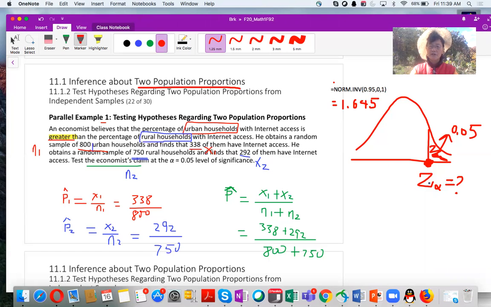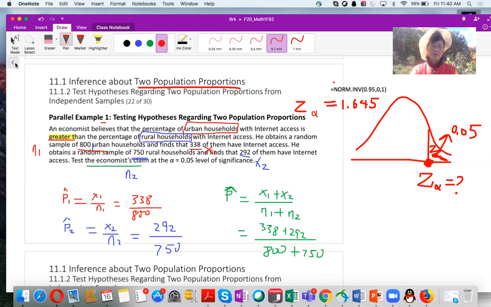So the critical value is z alpha, not z half alpha, because it is one tail. Just z alpha. Z alpha is equal to 1.645. That is your critical value. Use Excel, you get z alpha.